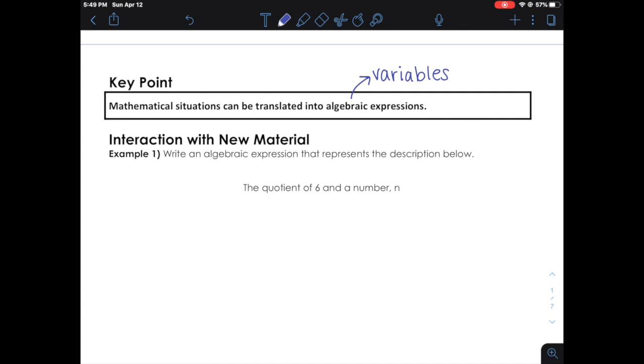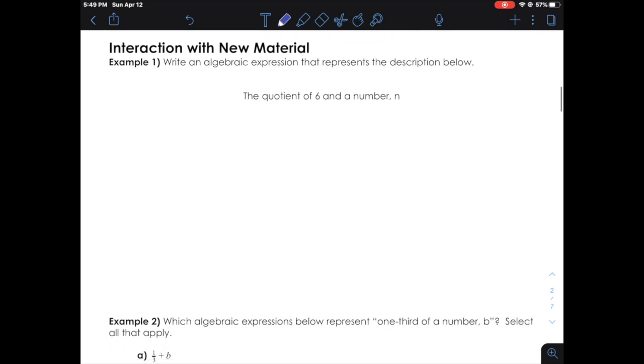A numerical expression is where you're going to have an expression that just has numbers, but an algebraic expression is a number sentence that has variables in it. So starting with number 1, interaction with the new material. Write an algebraic expression that represents the description below. The quotient of 6 and a number n.